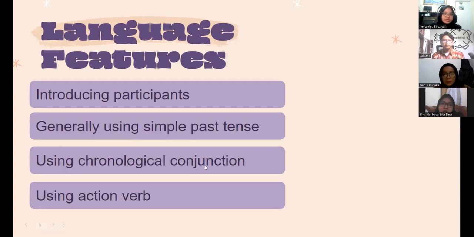And then using chronological conjunction, it's like after, the next, and then what else? After that, and kind of like that. And then using action verb. So action verb is the verb that we can see the action. We can know what is happening there. Okay? Understand? Okay, great. Next is an example.